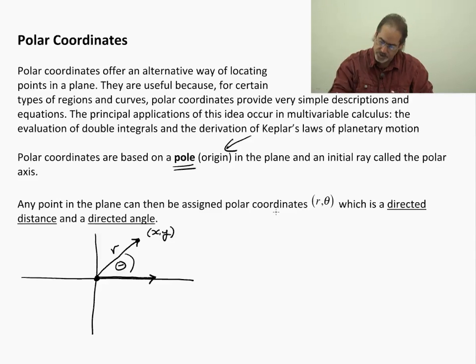The coordinates, we use an ordered pair, r and theta, which is a directed distance and a directed angle. The directed distance is actually pretty important, because this r, this distance we're traveling, could be positive or negative. It's a directed distance. We know distances are always positive, but directed distances tell me which direction. And I'll talk about that more in just a second.